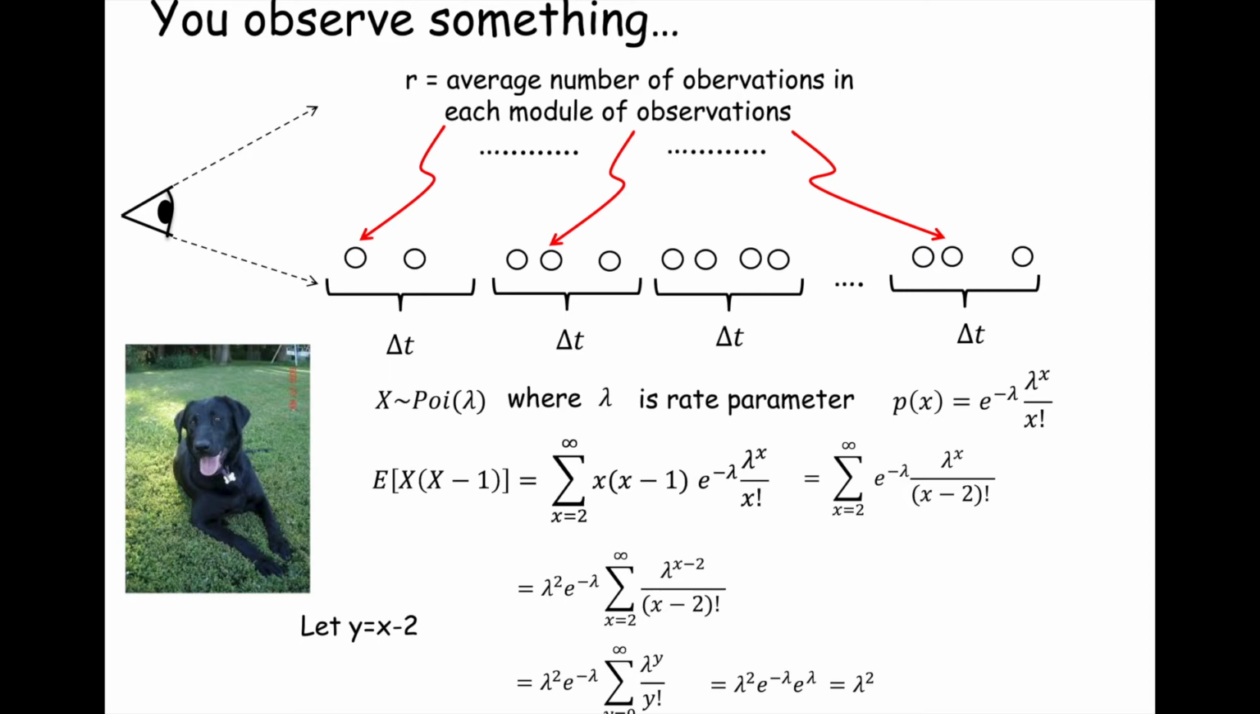Any questions about this? So really, it's all just algebra at this juncture, which also says how important algebra is in general across disciplines. But nonetheless, I have an expression, lambda squared, and this is the result of taking the expectation of x times x minus 1.